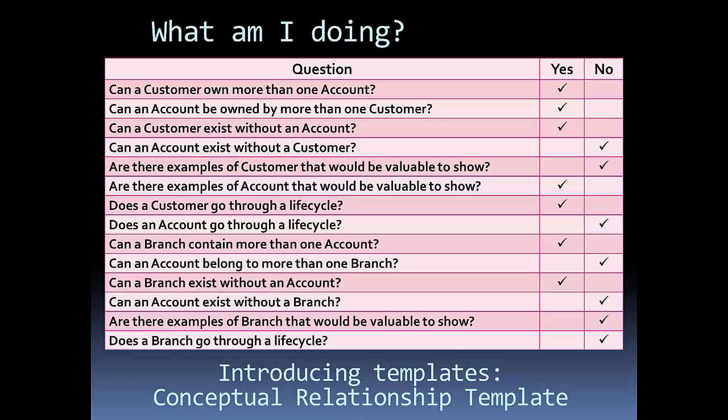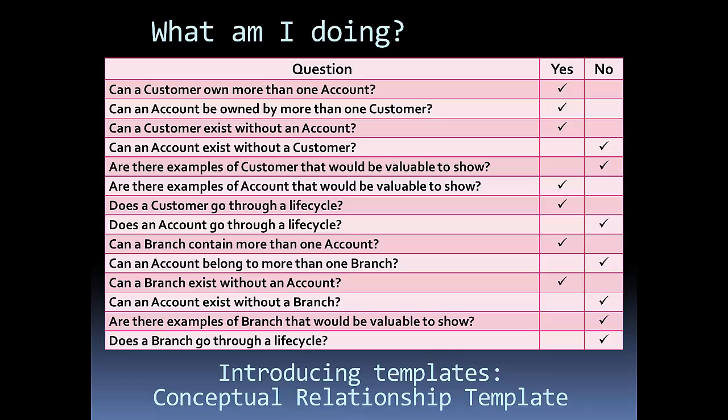And then the next two questions talk about whether there's a need for optionality, where we should put zeros on the relationship line. Can a customer exist without an account? Can an account exist without a customer? That will tell us where the zeros go.